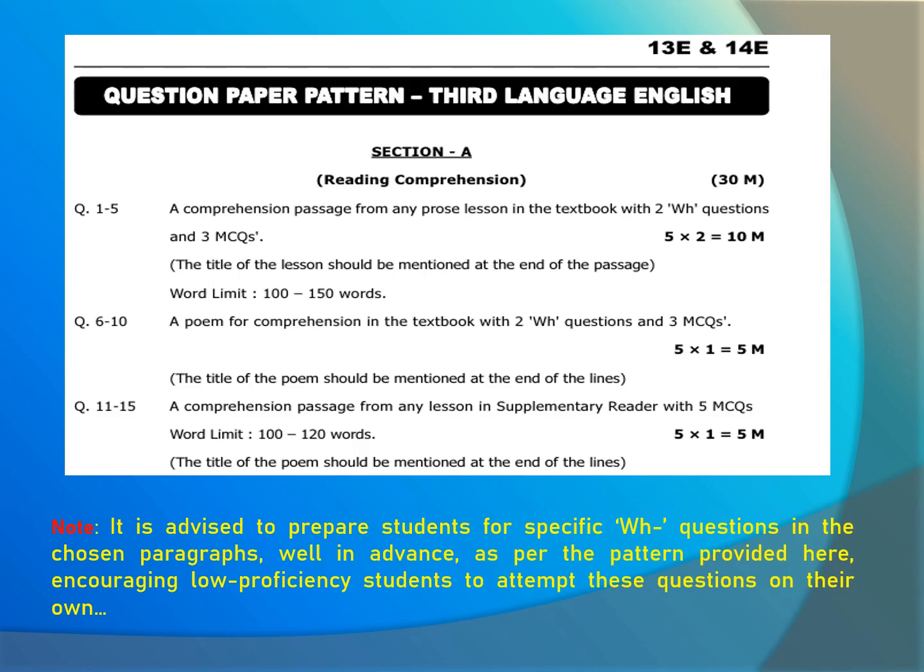Coming to 6 to 10, a poem for comprehension in the textbook will be given, and it also contains 2 WH questions and 3 MCQs, but here each question carries only 1 mark. Coming to 11 to 15, a comprehension passage from any lesson in the supplementary reader will be given, but here no WH questions are given, only 5 MCQs, and here also each question carries 1 mark. It is advised to prepare students for specific WH questions in the chosen paragraph well in advance, as for the pattern provided here, encouraging low proficiency students to attempt these questions on their own.